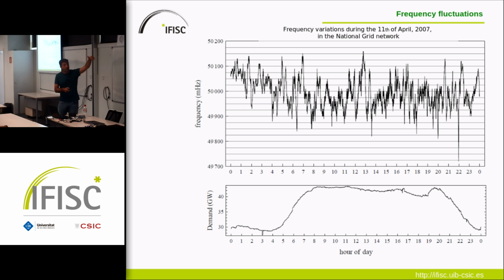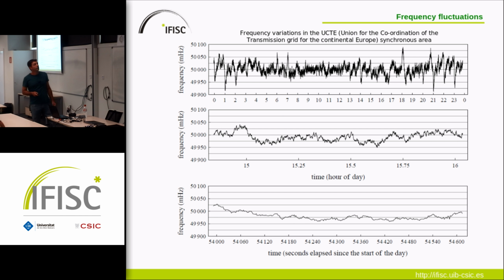To keep this under control means that you have to have a lot of reserves, and that's very expensive. So here there is a payback. That's what we want to control, and that's what we want to model first. These are more frequency variations. That was the UK. This is the whole Europe network. This is within a day, within the hour, and this is in seconds, how the frequency is varying all the time.